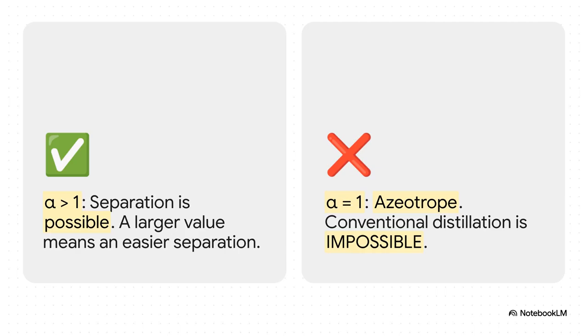If alpha is greater than 1, congratulations, separation is possible. The bigger that number, the easier and cheaper it will be. But if alpha is exactly equal to 1, you have what's called an azeotrope. The components have identical volatility, and that means separating them by conventional distillation is physically impossible. You're forced to use a much more complex and expensive technique.